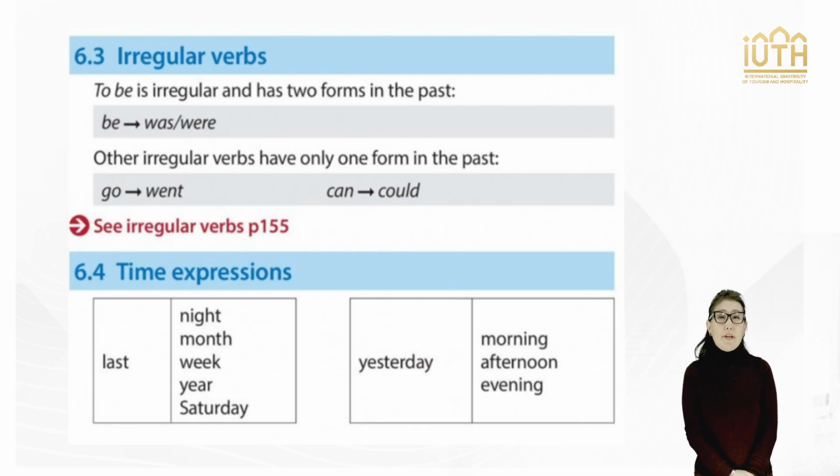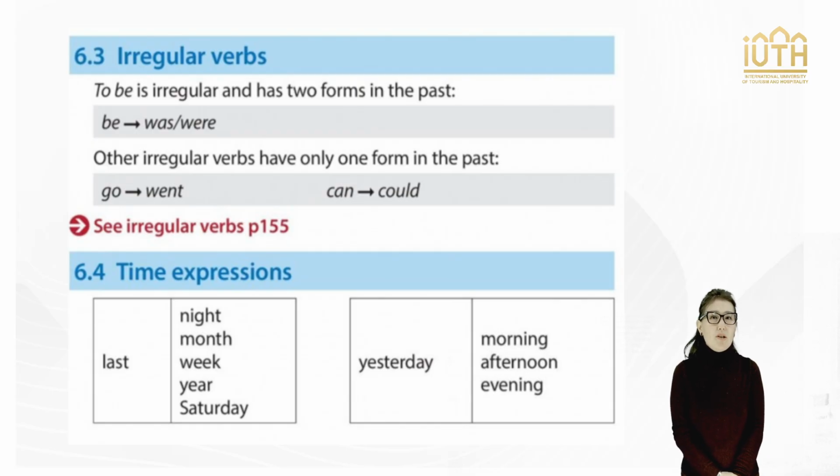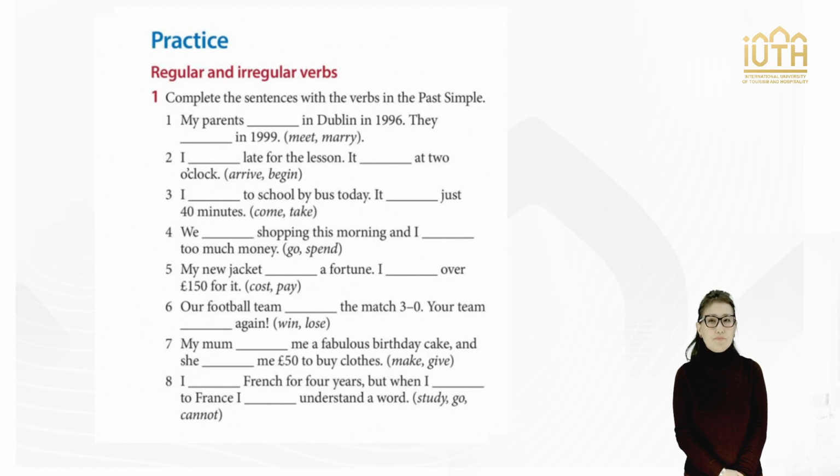To be is irregular and has two forms in the past: was and were. Other irregular verbs have only one form of the past. Go, went; write, wrote. See irregular verbs on page 155 and learn all verb forms.